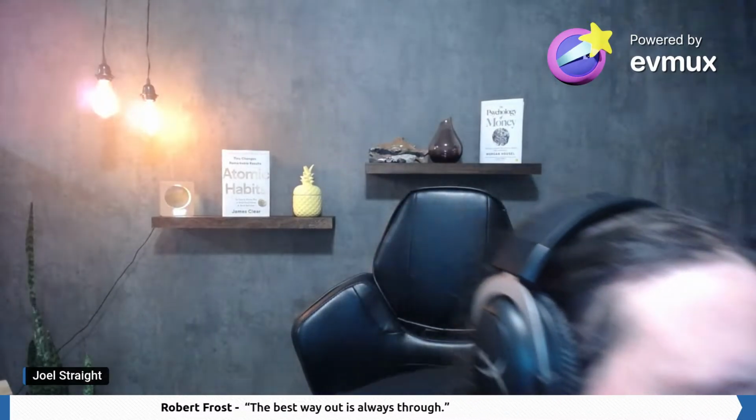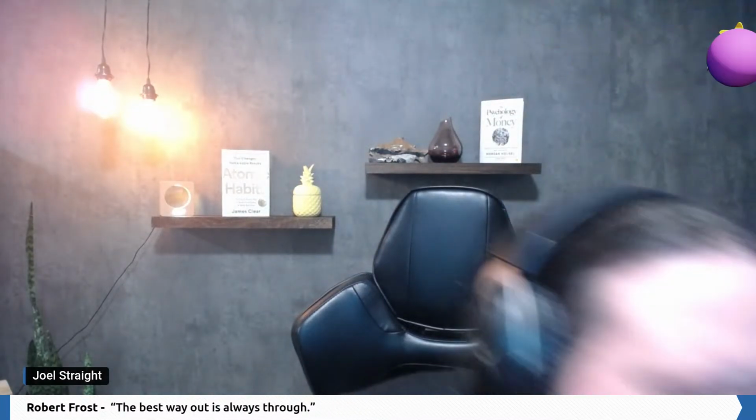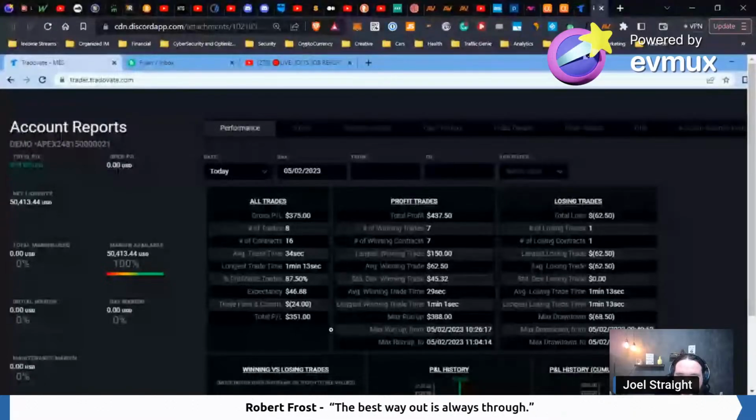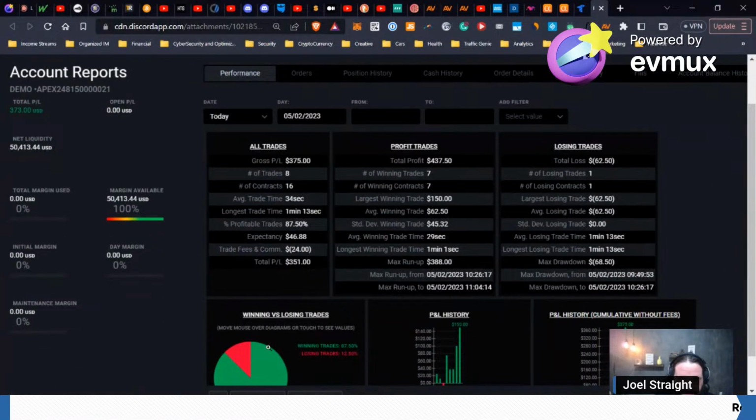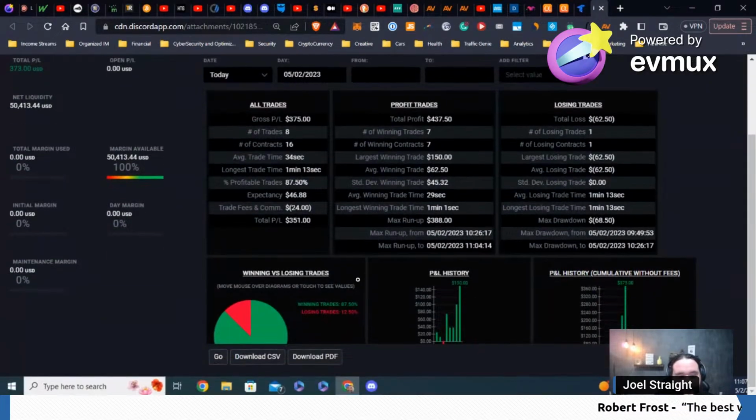Nice job today, Pawn. Up 373. Hell yeah. Dude, Pawn, how'd you get your thing to do all the profit and losing all on this one column? Mine is like all profit and then the losing is like down here. Good job today though, man.